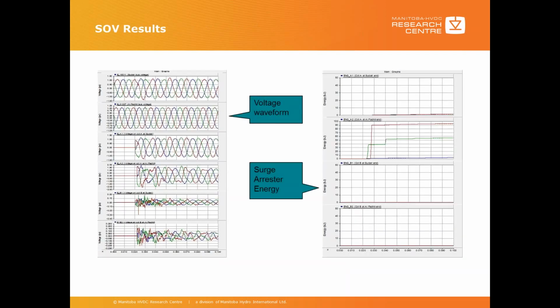This is an example of a graphical representation of the results. We'll see the voltages at the switching end and open end, and when the line is out of service. We'll see the induced voltage on the out of service line is pretty much less than 0.1 per unit. And we can see the energy of the surge arrestor. Obviously, the surge arrestor at the open end shows the highest energy compared to the switching end.